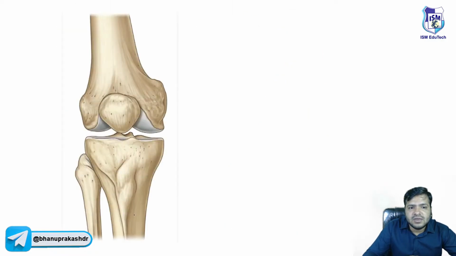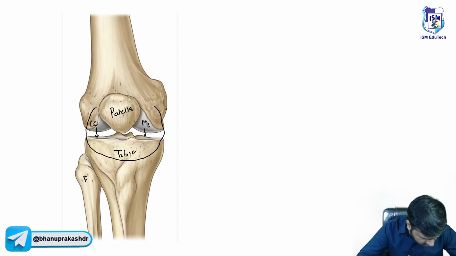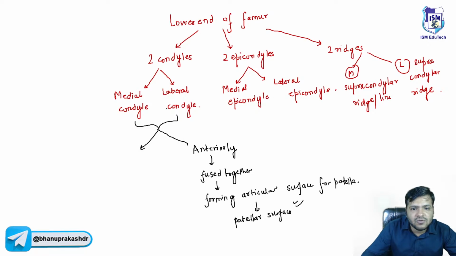Even in this picture you can see this is the patella bone, this is the tibia, and this is the fibula, and this is the medial condyle, this is the lateral condyle. The medial and lateral condyles will articulate with the condyles of the tibia, and they will form the knee joint also. So I think it is very much clear to each one of you.